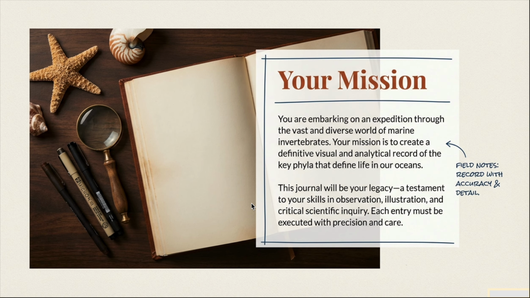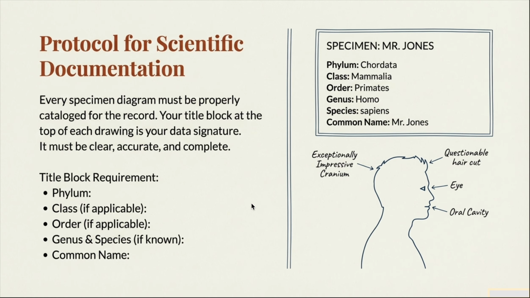So the first couple slides just give you your objective for this assignment, so you can go ahead and read through those. The protocol for scientific documentation will give you an idea of what I expect your diagrams to look like. For example, this image on the right of the screen here, your title card would be on the top. That would be all the important taxonomic information that you want to include in each diagram. And then your drawing with the labeled parts below.